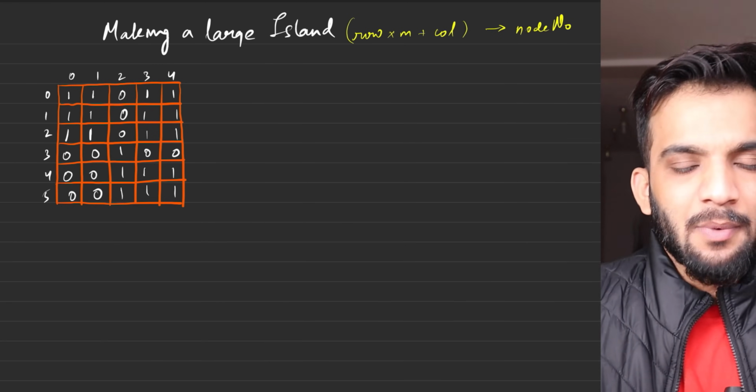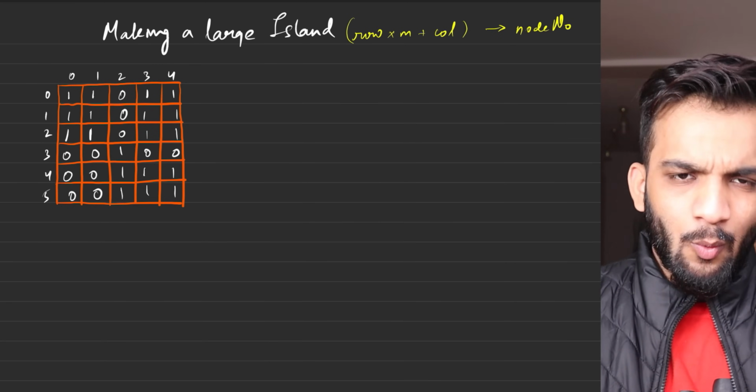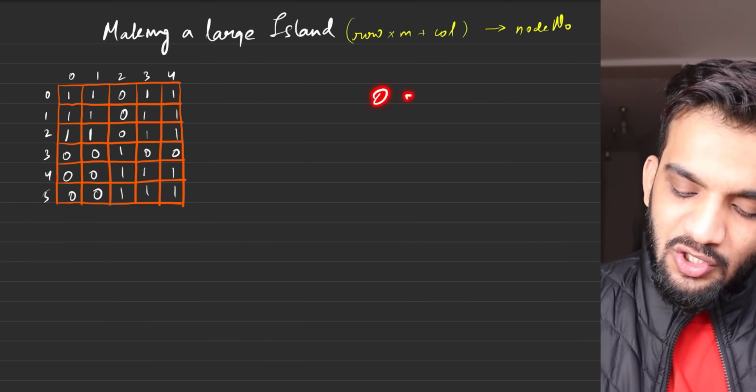Now, what is the next step? How should I think? Now, what will I do? I've been asked to convert zeros to 1.